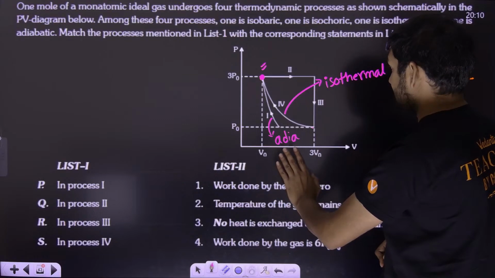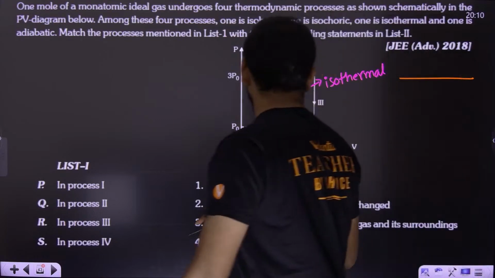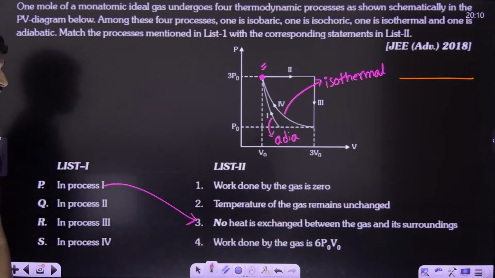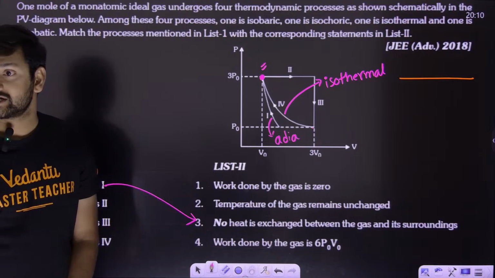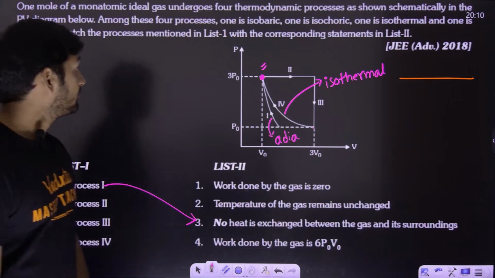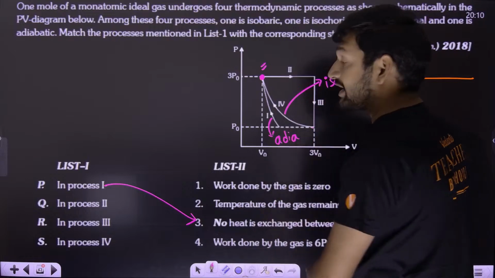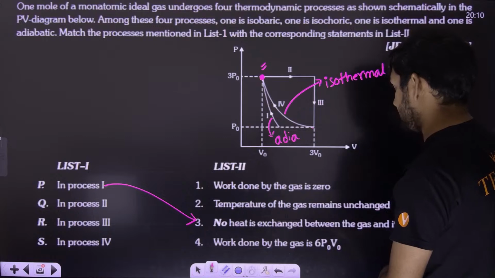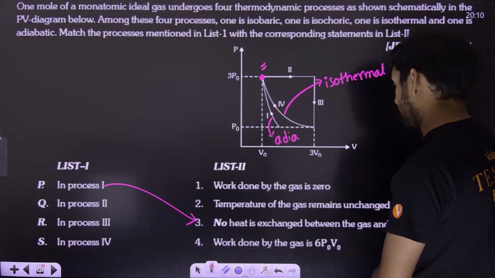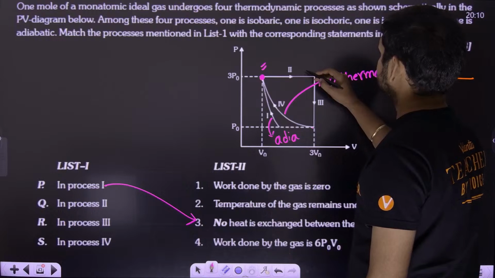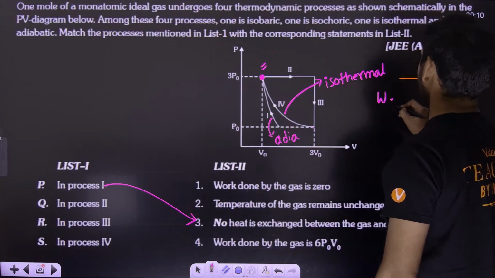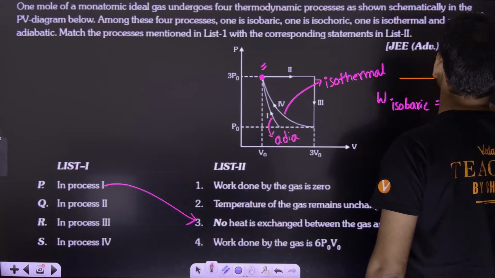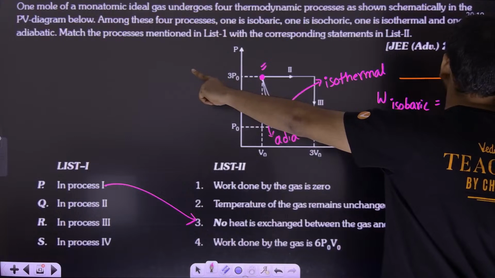Okay, I realized that process 1 is adiabatic. If process 1 is adiabatic, no heat will be exchanged. Okay, fine. Now, process 2 is isobaric, pressure is constant, right? If pressure is going to be constant, what will be the work done? Work done in an isobaric process is pressure multiplied by change in volume. What is the pressure? 3P naught.